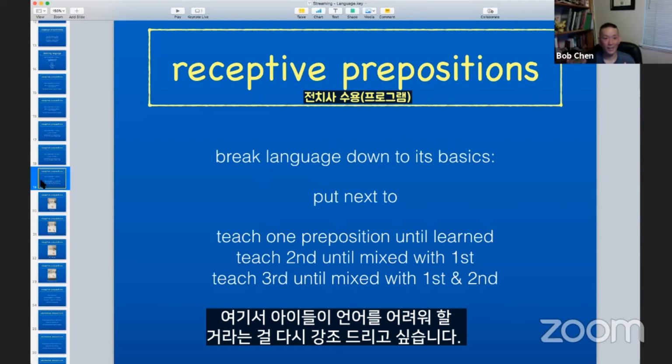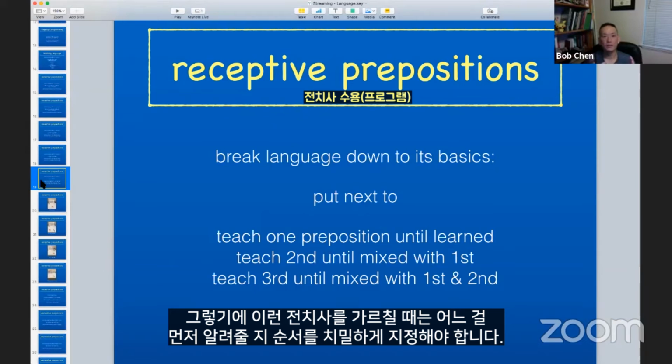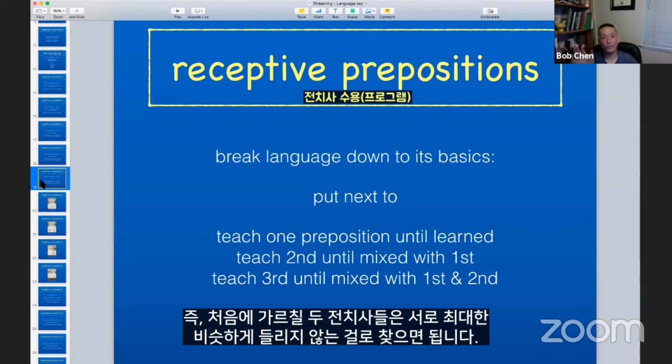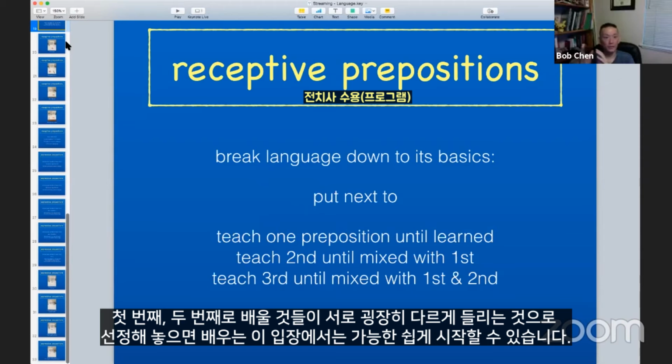Now, this is something to remember, right? They have a hard time with language, okay? Which means that when you introduce these prepositions, you want to be very calculated in the order that you've chosen to teach these prepositions. The first item that you teach and the second item that you teach, they have to sound as different as they possibly can. So you want to find the 2 prepositions that sound the most dissimilar from each other to teach at the onset. You're making the learning as easy as possible in the beginning.